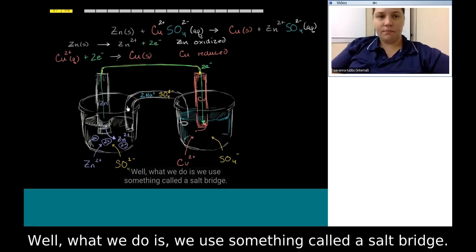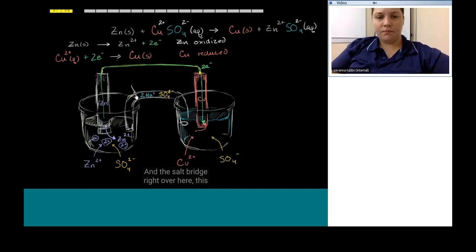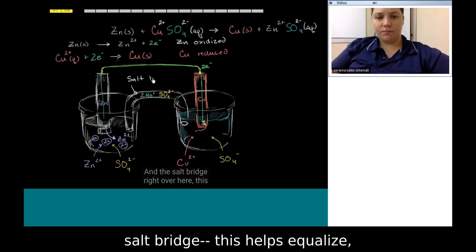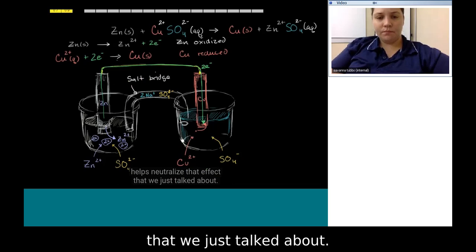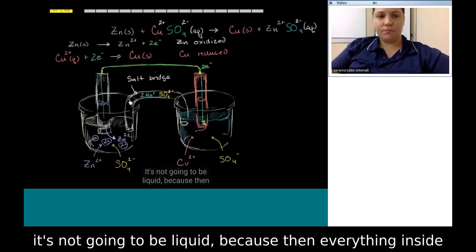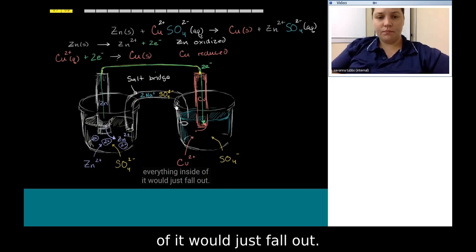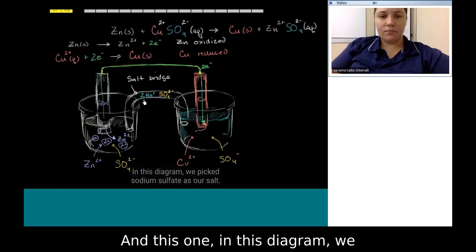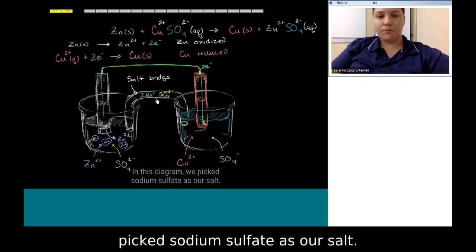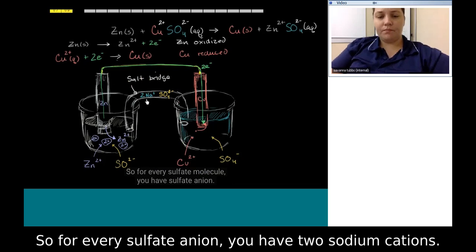Well, what we do is we use something called a salt bridge. This salt bridge right over here helps neutralize that effect that we just talked about. With a salt bridge, you can kind of view it, it's not going to be liquid, because then everything inside of it would just fall out. You can kind of view it as a goo of a salt. In this diagram, we picked sodium sulfate as our salt. So for every sulfate anion, you have two sodium cations.